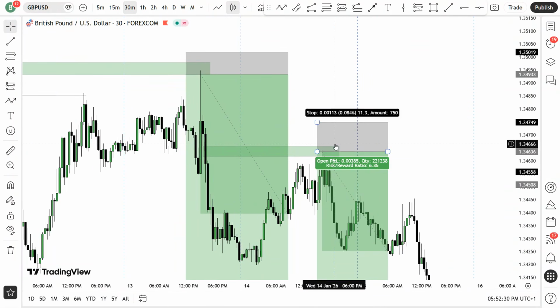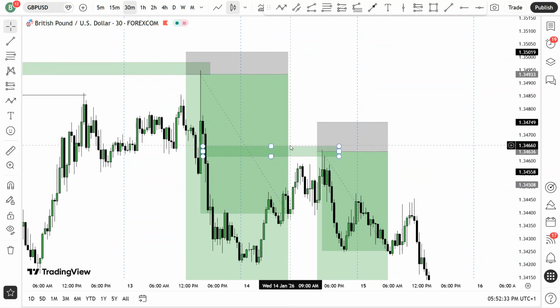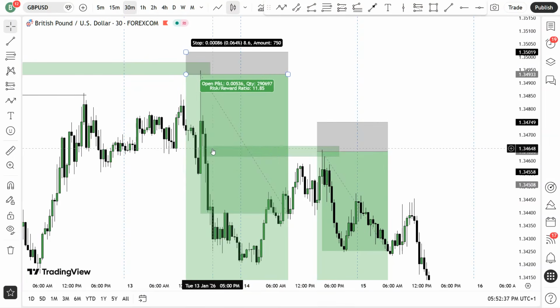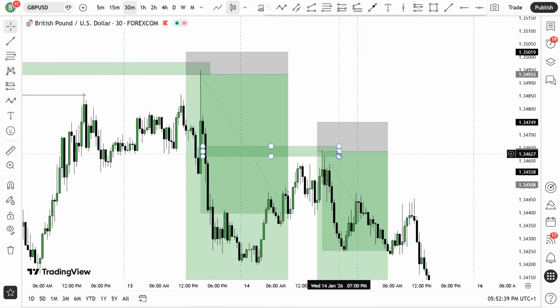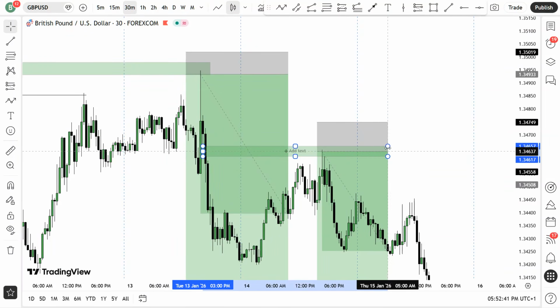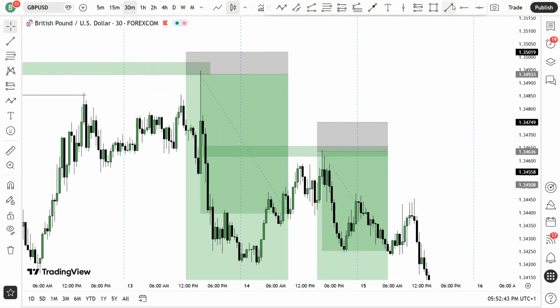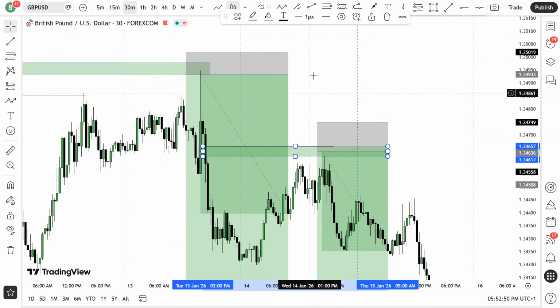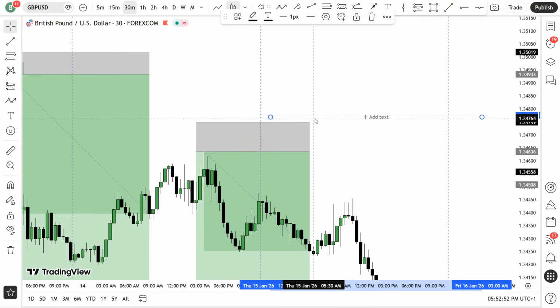But somebody like me, I will miss this entry here. Why? Because see where I will mark out. Instead of marking out my entry like this, because I use candlestick for mitigation, I'll mark out the beginning of the FVG.